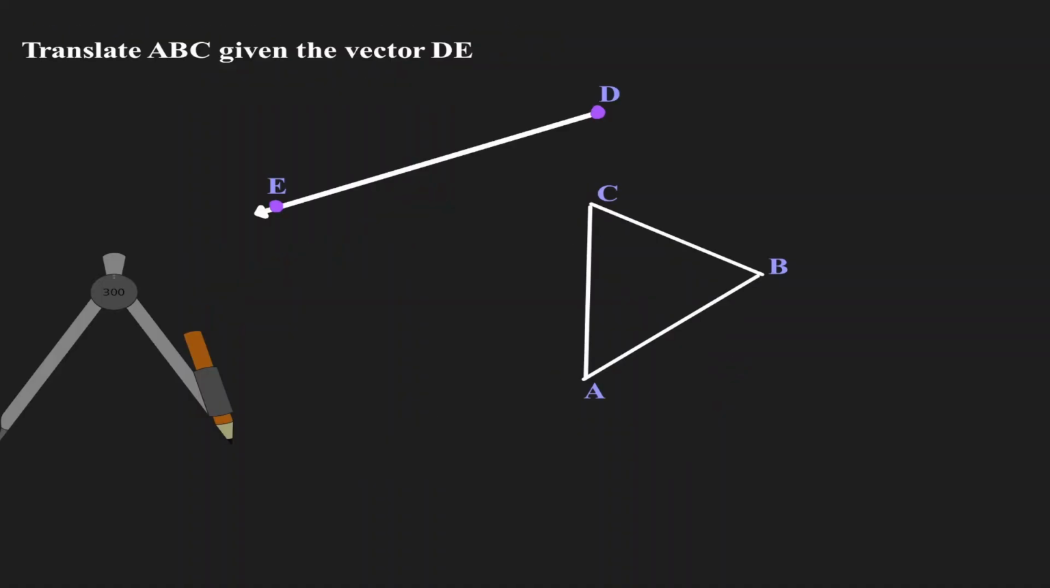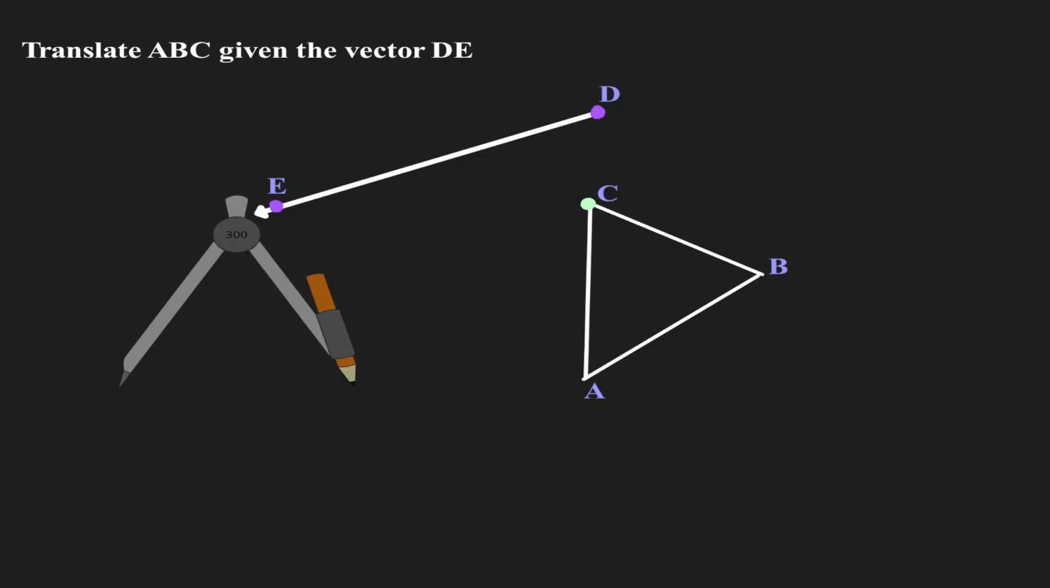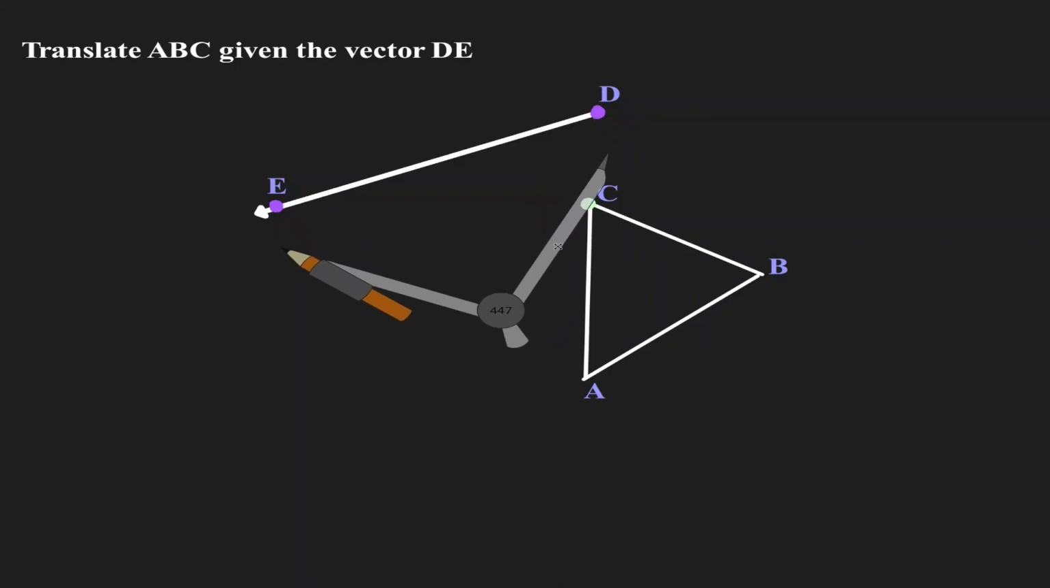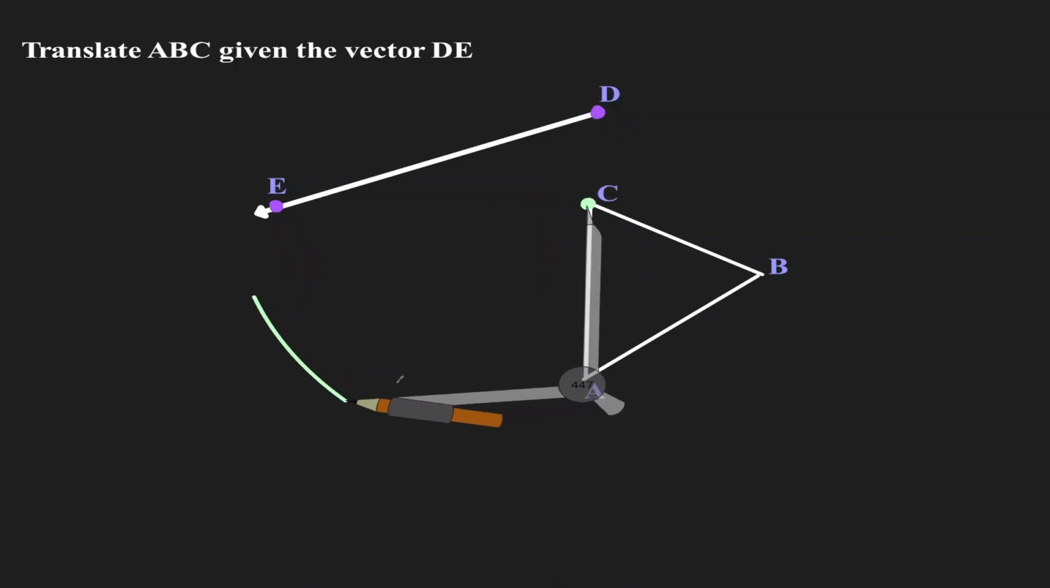So in this example, we are given a triangle ABC. We want to translate this triangle using vector DE. So notice that it starts at D and it's going towards the direction of point E. So let's start with point C. Let's start by finding the length of the vector DE. So now let's give this measurement to point C. Let's move my metal leg to point C without changing the distance. And now let's create a mark.